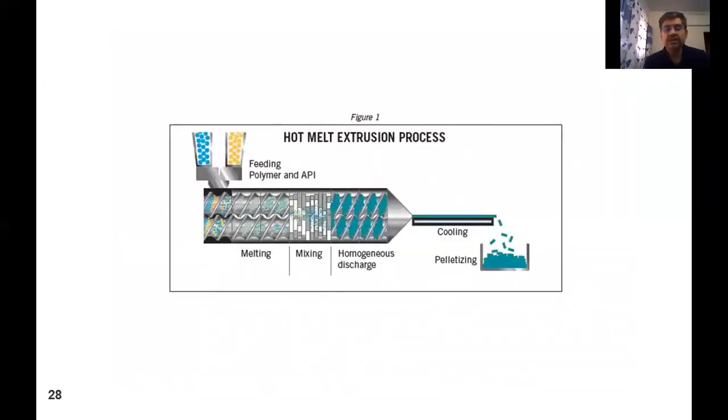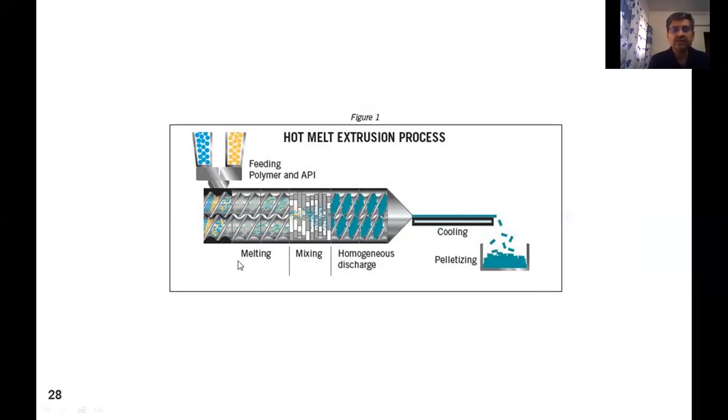This is the cross-sectional diagram of a hot melt extrusion machine, wherein you feed the API and the polymer through this particular opening, and it goes into the hot melt extruder, which has the arrangement to increase the temperature as well as to provide shear with the help of a screw-like arrangement inside.